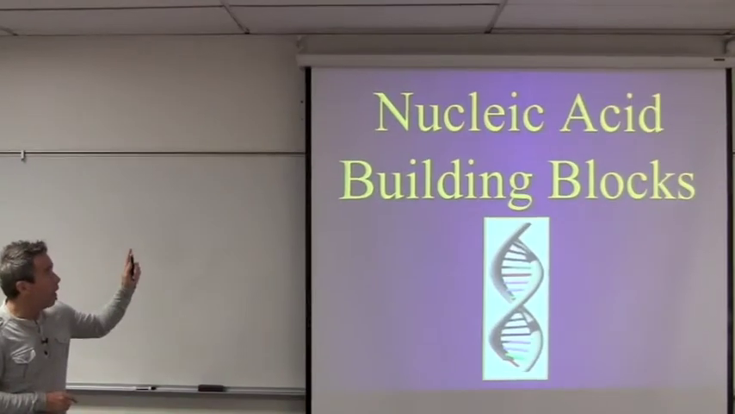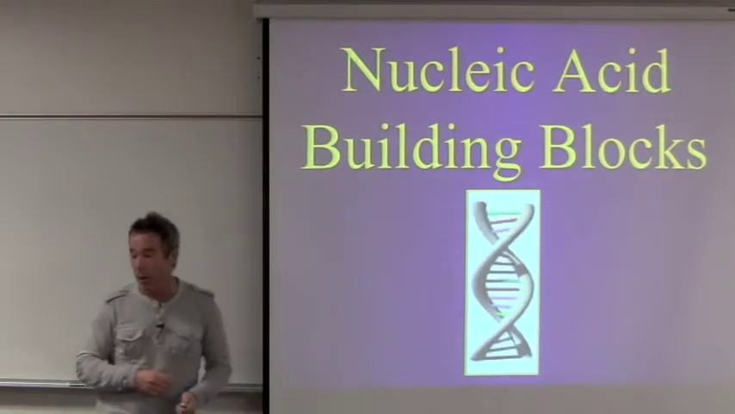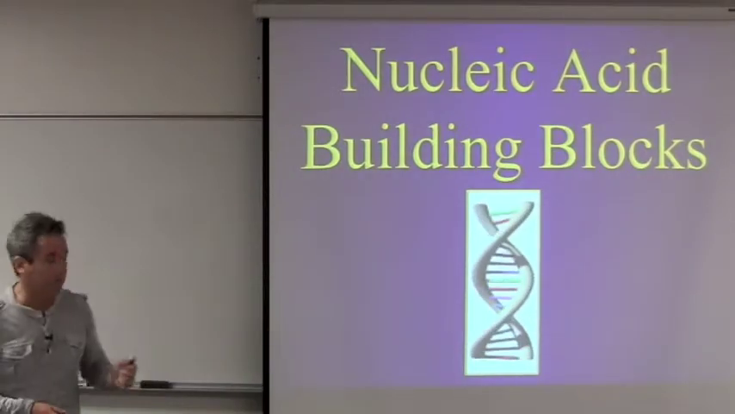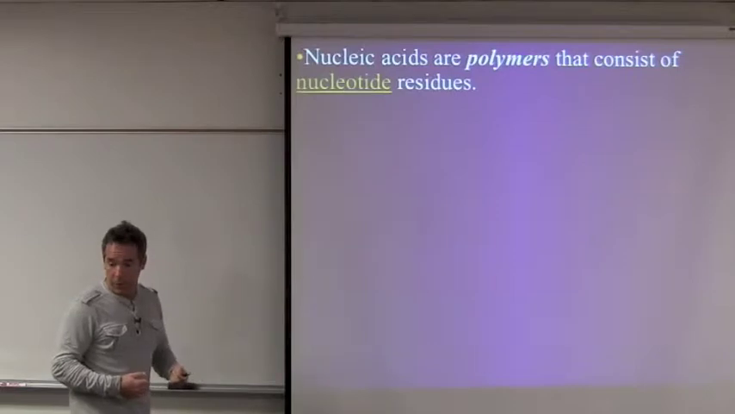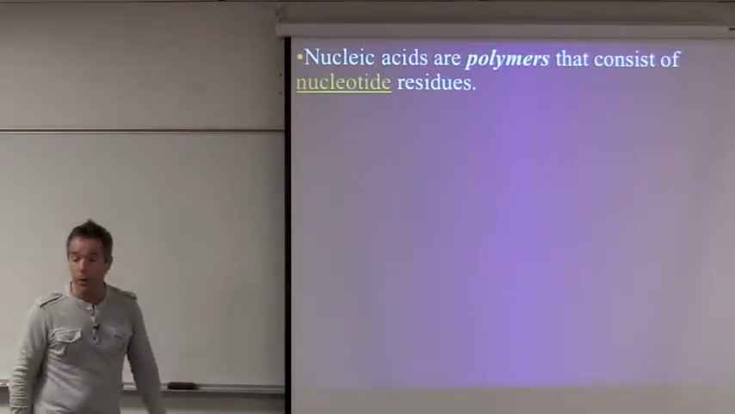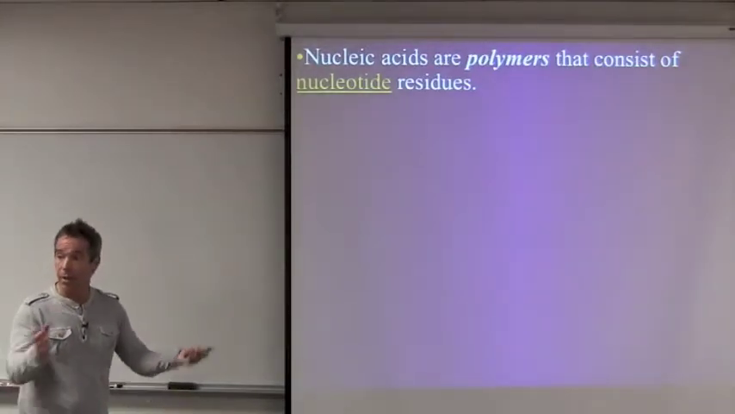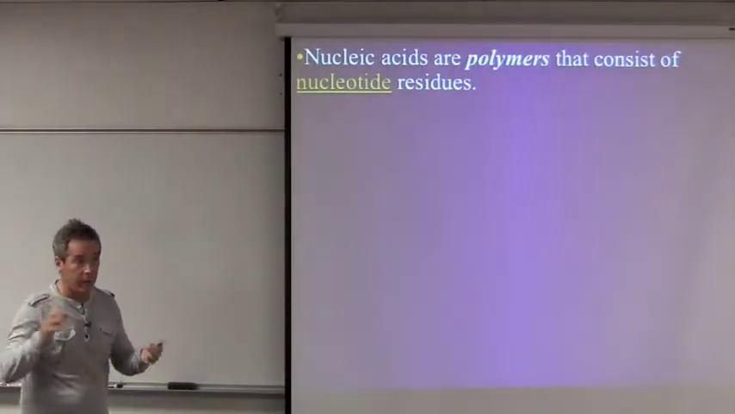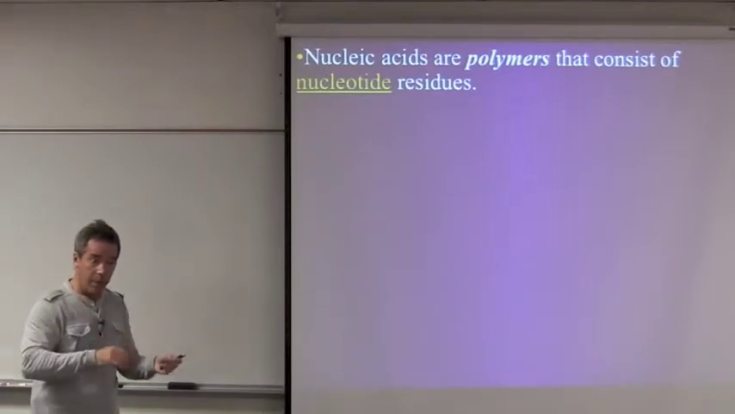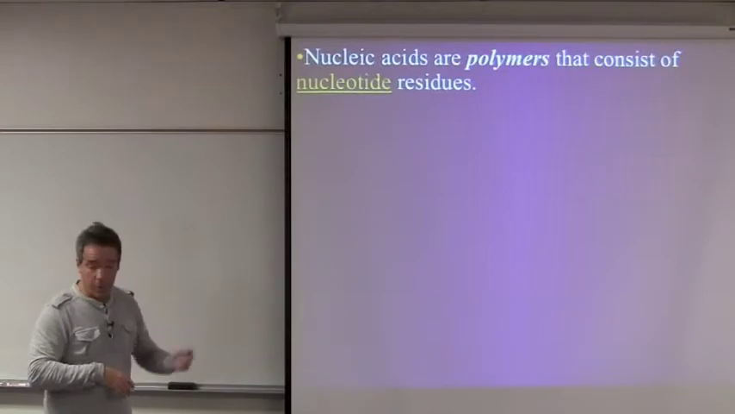Let's start not looking at the polymers, the DNA and RNA. Let's look at the building blocks, the molecules that make those polymers, the residues. These polymers, nucleic acid polymers, consist of molecules called nucleotides. Just like polysaccharides were made from monosaccharides, proteins were made from amino acids. Nucleic acids are made from nucleotides.